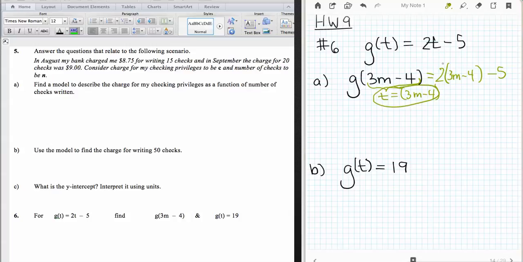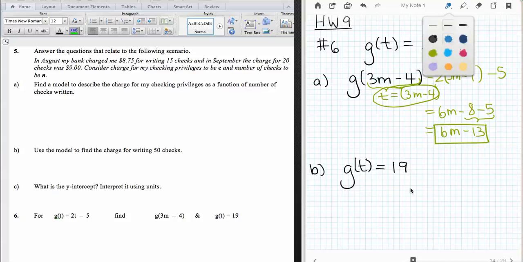And now I'm going to distribute and simplify. So 2 times 3, which is 6m, and then minus 2 times 4, which is 8, minus 8. Now these can get together, so this is going to look like 6m minus 13. And there's my simplified expression.